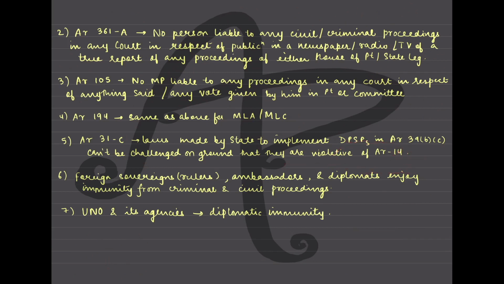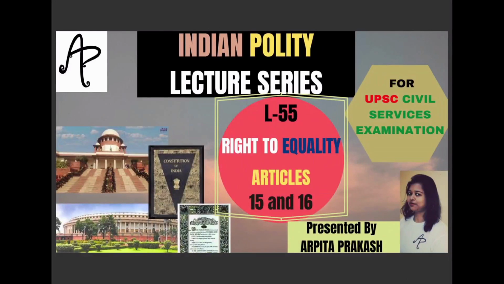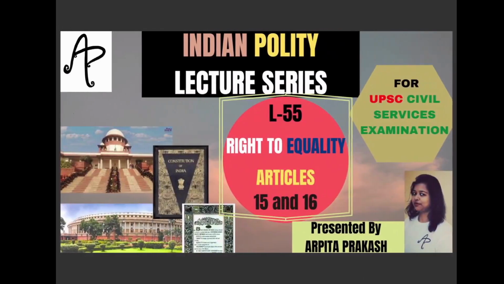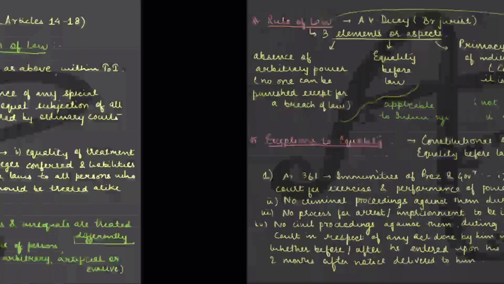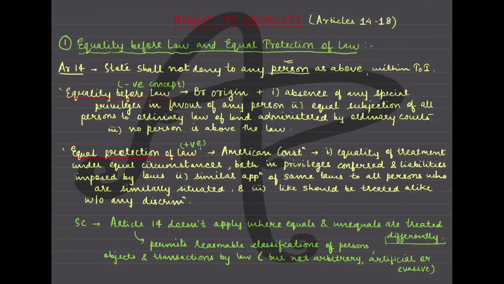Article 14. Then you also give certain exceptions to, let's say, certain foreign sovereigns, some rulers, some ambassadors, diplomats who are enjoying immunity from the criminal and civil proceedings in India. Also the United Nations organization and the agencies, इनको भी diplomatic immunity मिलती है इंडिया में. ठीक है. So these are the exceptions to equality in this case. In the next class, we'll deal with the next two articles, 15 and 16. But I hope the two concepts that are given in Article 14 about equality before law and equal protection of law are clear to you.